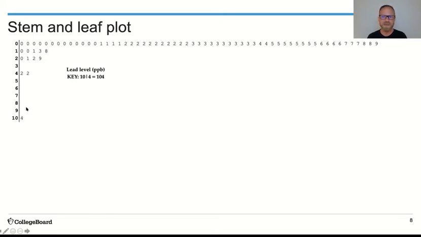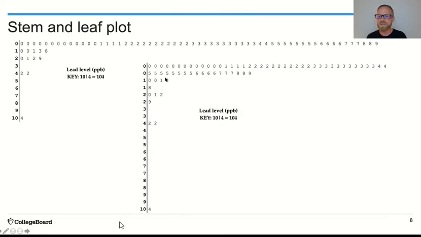Now sometimes, one of the stems ends up having lots and lots of values, like we see here with the 0, and it actually makes sense to split that stem into 2 zeros, where the first of them is going to take the 0 through 4, and the second one is going to take the 5 through 9, and that would look something like this.